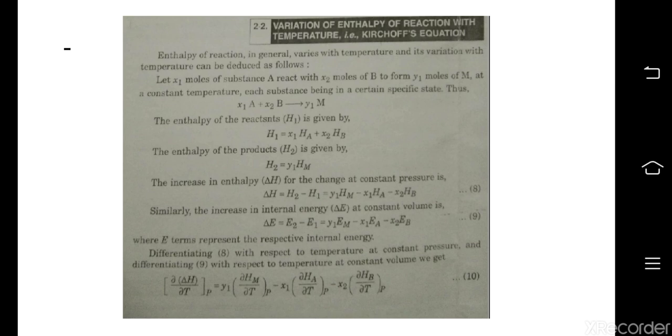So del of delta H upon del T at constant pressure is given by y1 del Hm upon del T at constant pressure minus x1 del Ha upon del T at constant pressure minus x2 del Hb upon del T at constant pressure. We go to equation 11. The left hand side alone needs a change. Del of delta E upon del T at constant volume is equal to y1 del Em upon del T at constant volume minus x1 del Ea upon del T at constant volume minus x2 del Eb upon del T at constant volume is equation 11.